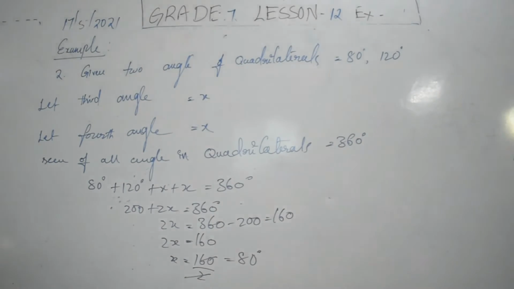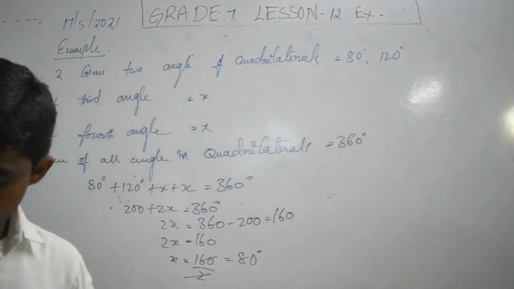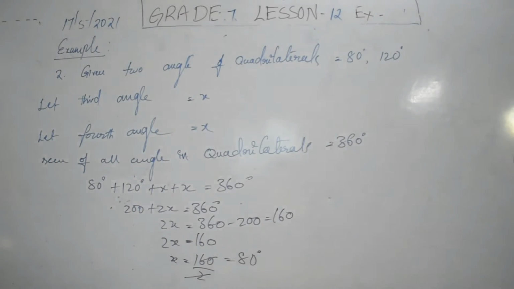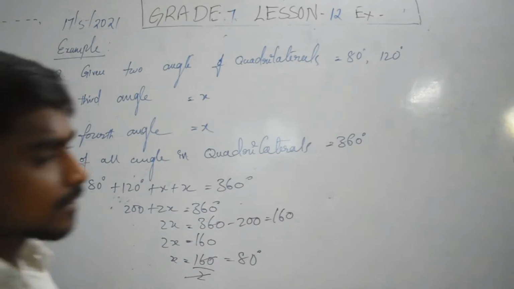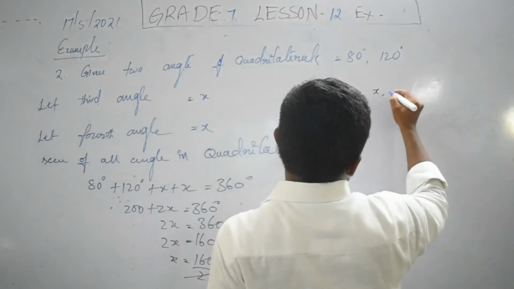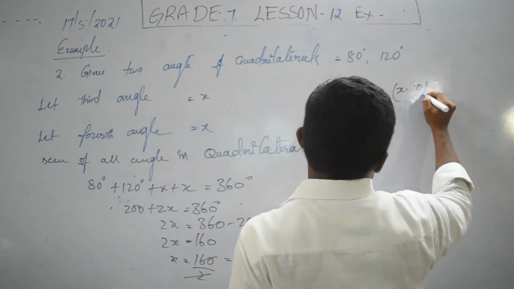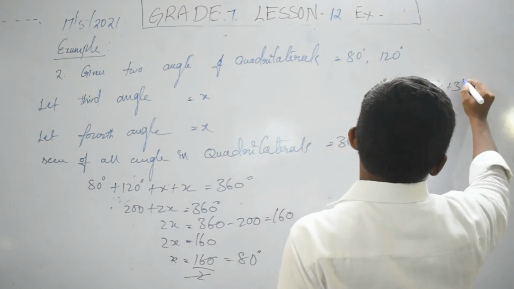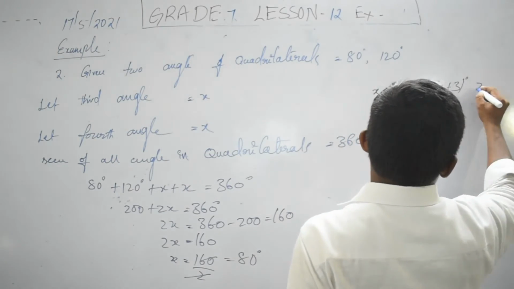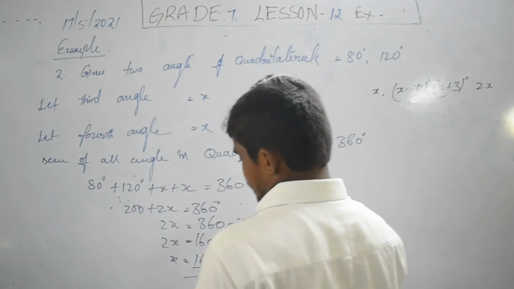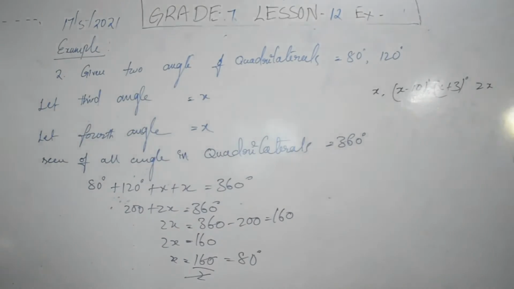So next one. Here, 4 angles are given: x minus 10, x plus 30, 2x. See, x is one angle, x minus 10 is one angle, x plus 30 is one angle, 2x is one angle. Try that one. Just try.